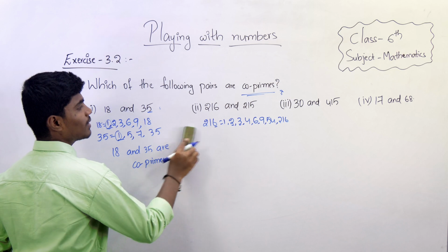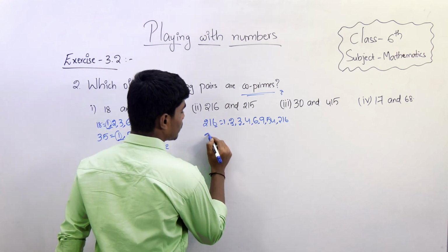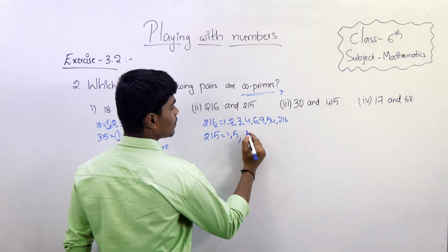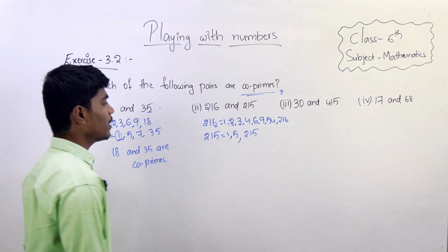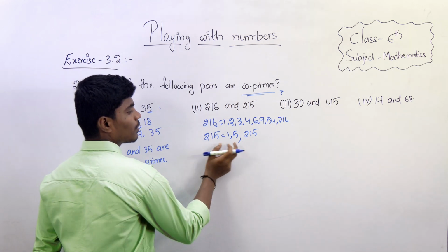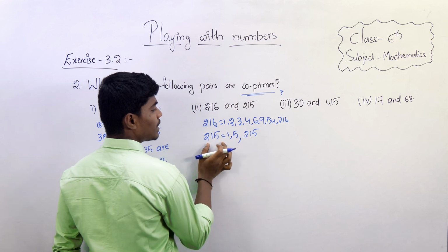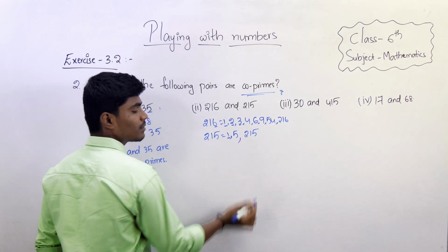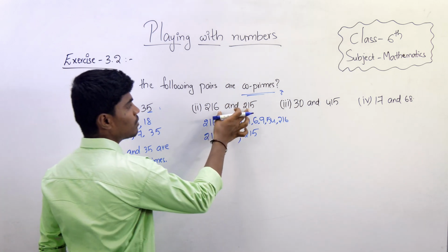Okay, now let's write the factors of 215. 1, 5, next 215. Okay, here the factors of 216 and 215 are written. The one and only common factor is 1. So these are also co-primes.